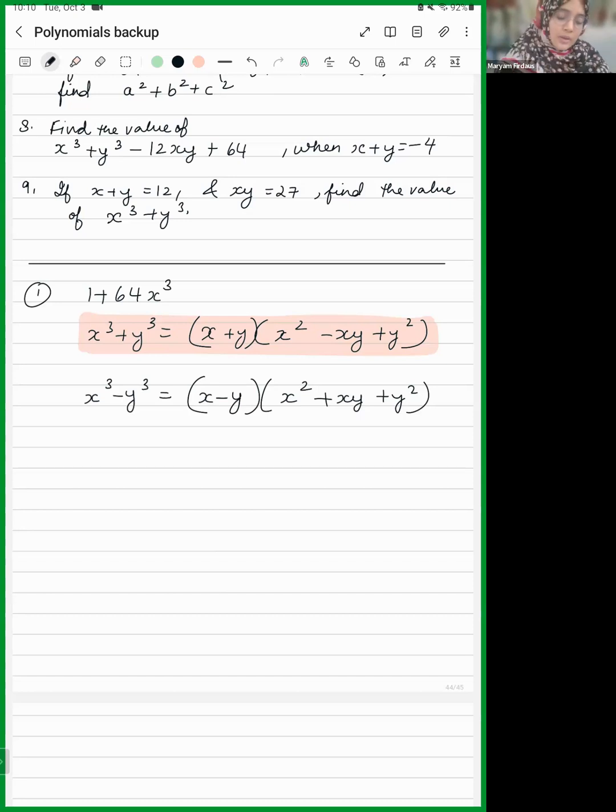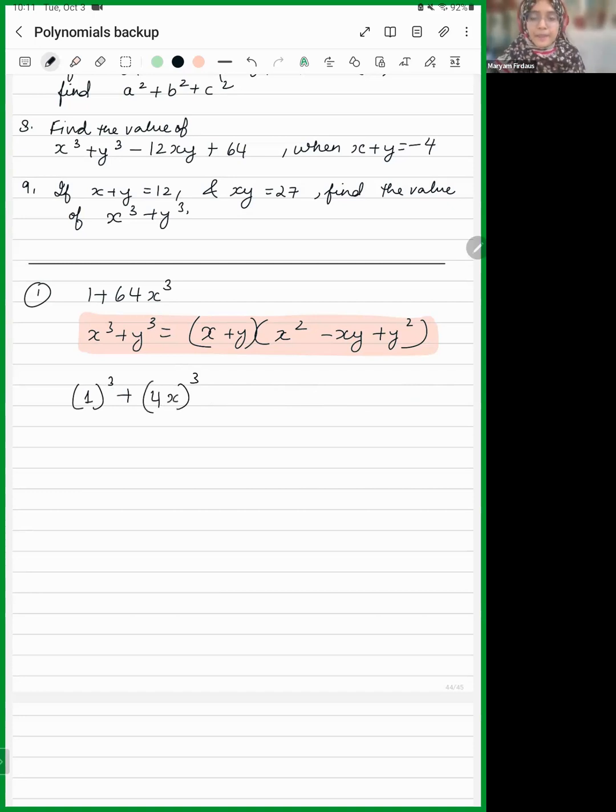Okay, so now let's apply this identity here. So here you can see that this is 1 cube plus, sorry, 4x whole cube, right? Yes, Preshita? Yes, ma'am. Now, how will it be?